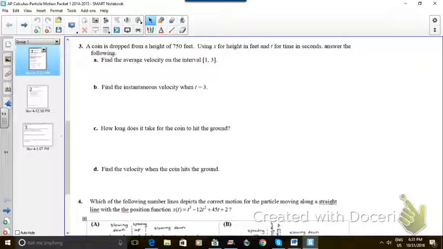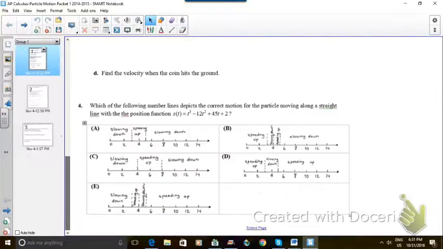Okay, question number 4. Which of the following depicts the correct motion for the particle moving along a straight line with the position function s of t equals t cubed minus 12t squared plus 45t plus 2?